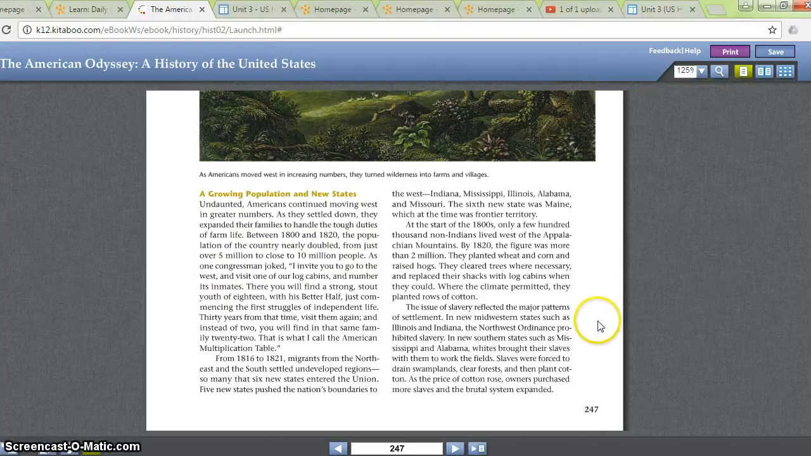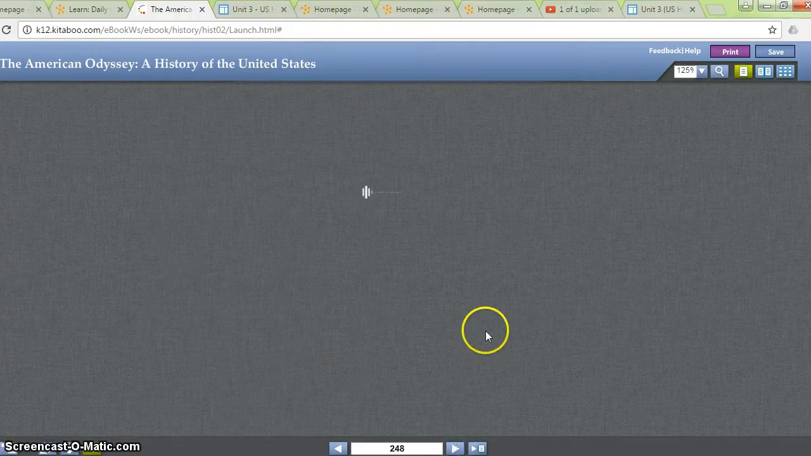The issue of slavery reflected the major patterns of settlement. In new Midwestern states such as Illinois and Indiana, the Northwest Ordinance prohibited slavery. In new southern states such as Mississippi and Alabama, whites brought their slaves with them to work the fields. Slaves were forced to drain swamplands, clear forests, and then plant cotton. As the price of cotton rose, owners purchased more slaves and the brutal system expanded.